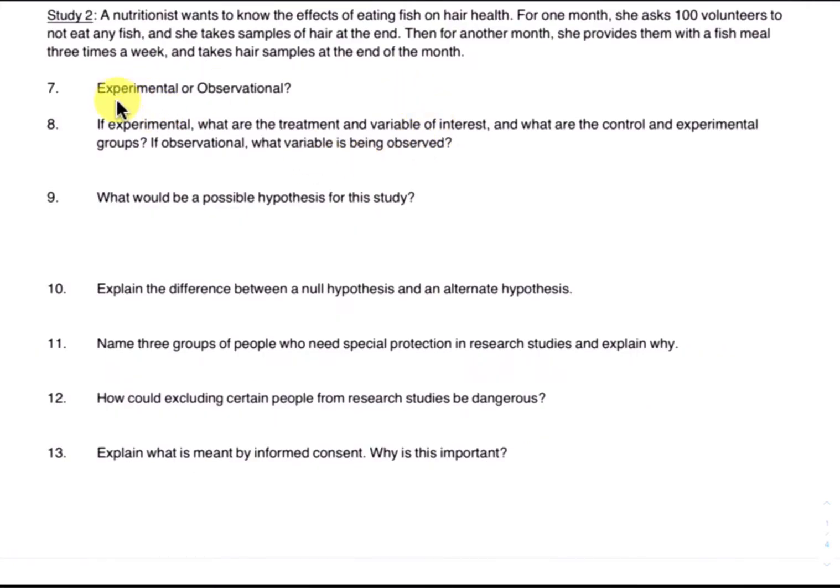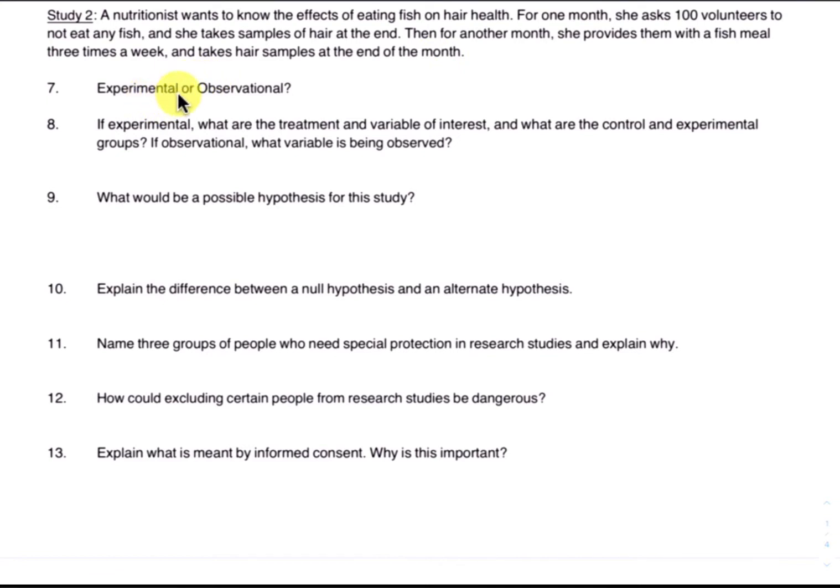All right, here is 7 through 13. Study number 2. A nutritionist wants to know the effects of eating fish on hair health. For 1 month, she asks 100 volunteers to not eat any fish, and she takes samples of hair at the end. Then for another month, she provides them with a fish meal 3 times a week and takes hair samples at the end of the month.